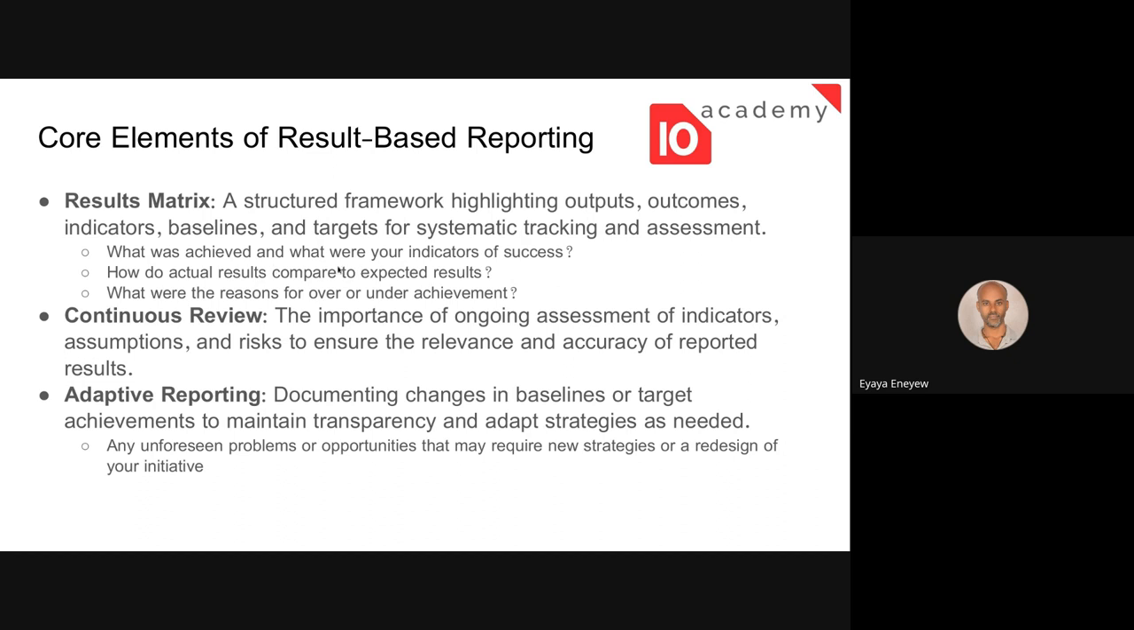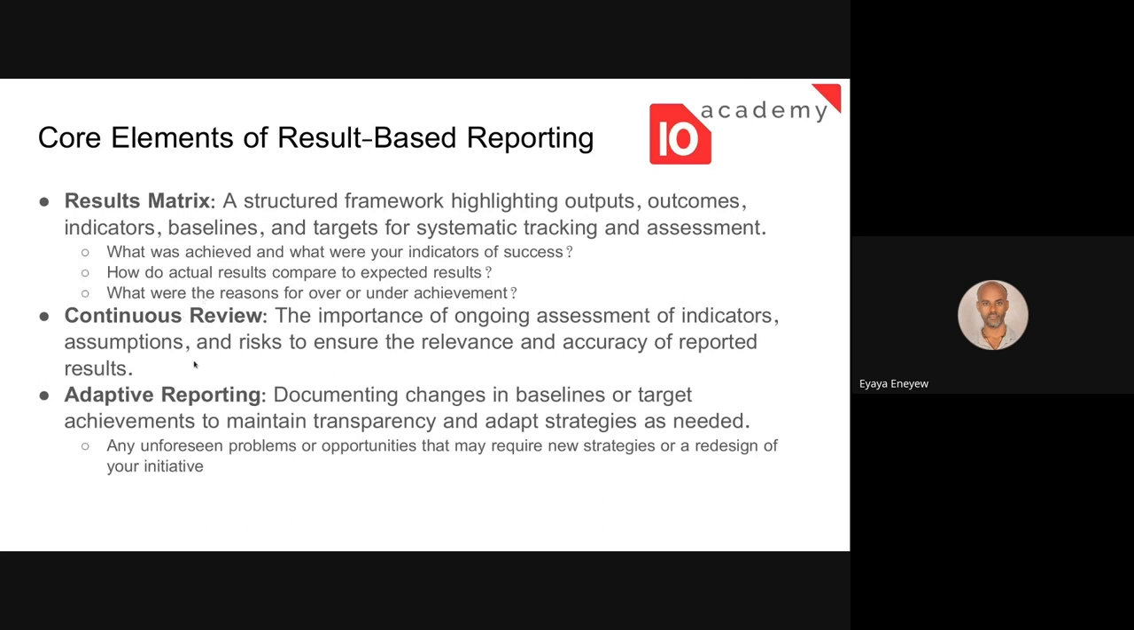And also, what were the reasons for over or underachievements? If there is overachievement, why does that happen? And if there is underachievement, why does that happen? We need to consider this with regard to the metrics or the measures.